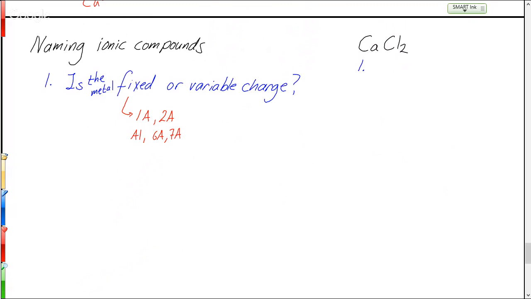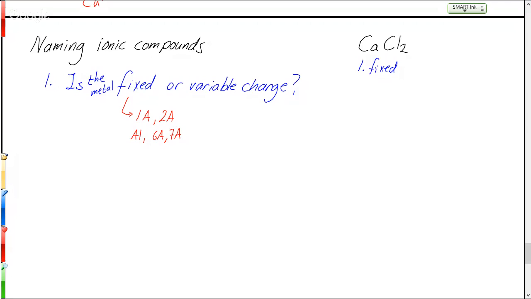Yeah, those two columns to the left of the transition metals always have the same charges. They're always +1 and +2, just like their group number says. So we're going to say that this one is fixed. Calcium only is +2, always +2.